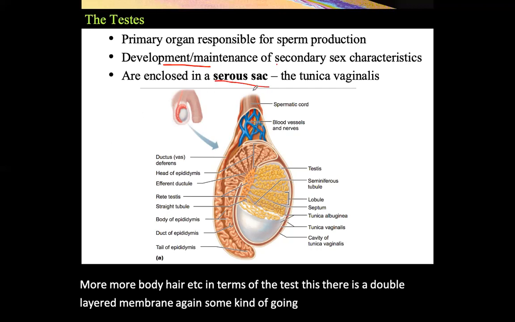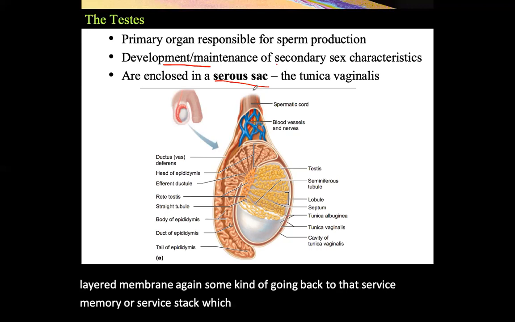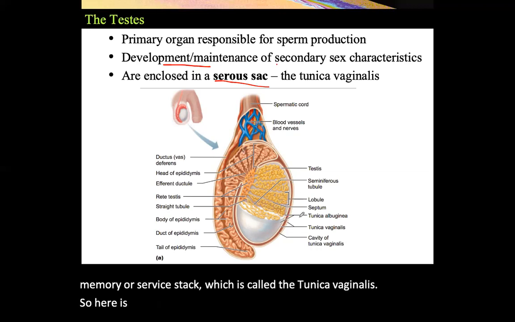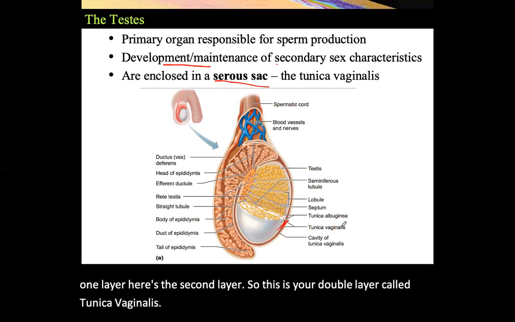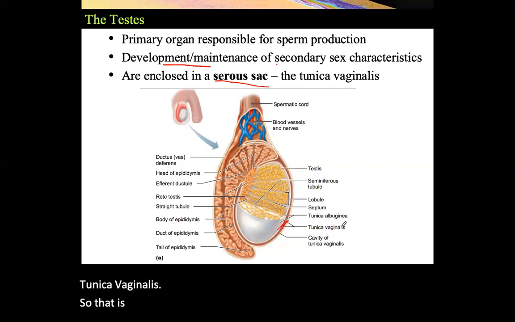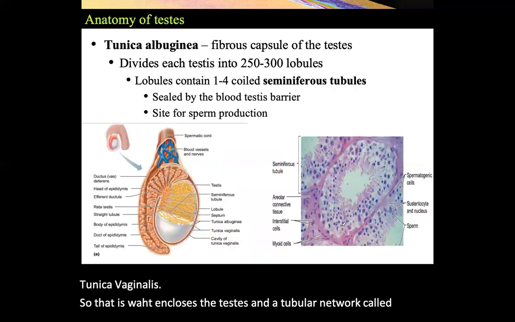In terms of the testes, there is a double layer membrane, again going back to that serous membrane or serous sac, which is called the tunica vaginalis. So here is the tunica vaginalis, if you're following it on the picture. Here is one layer, here's the second layer. So this is your double layer called tunica vaginalis. That is what encloses the testes and the tubular network called the seminiferous tubules. I'll talk about that in just a second as well.